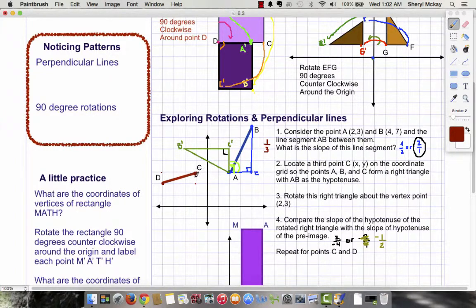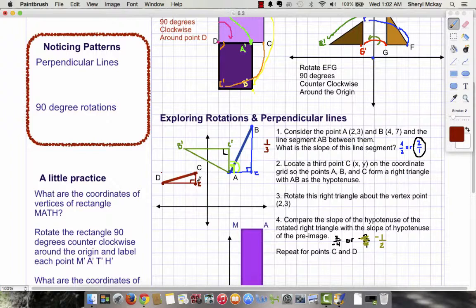So I think what I'll do is I'm going to go ahead and make my point right here, and that's going to be E. Okay? And then I'm going to make my right triangle. So I'm going to connect C to E, and then I'm going to connect D to E. And now I have a new right triangle. There it is, right there. Okay?